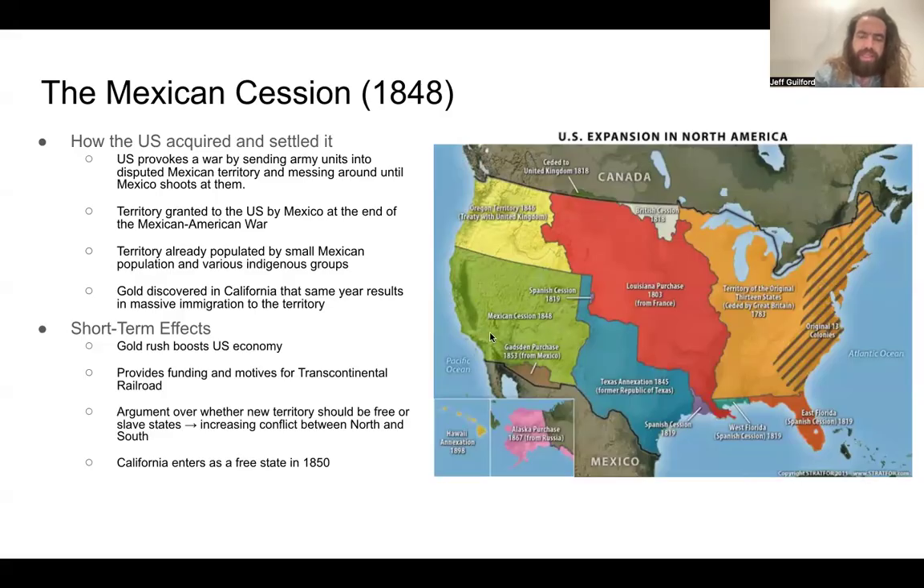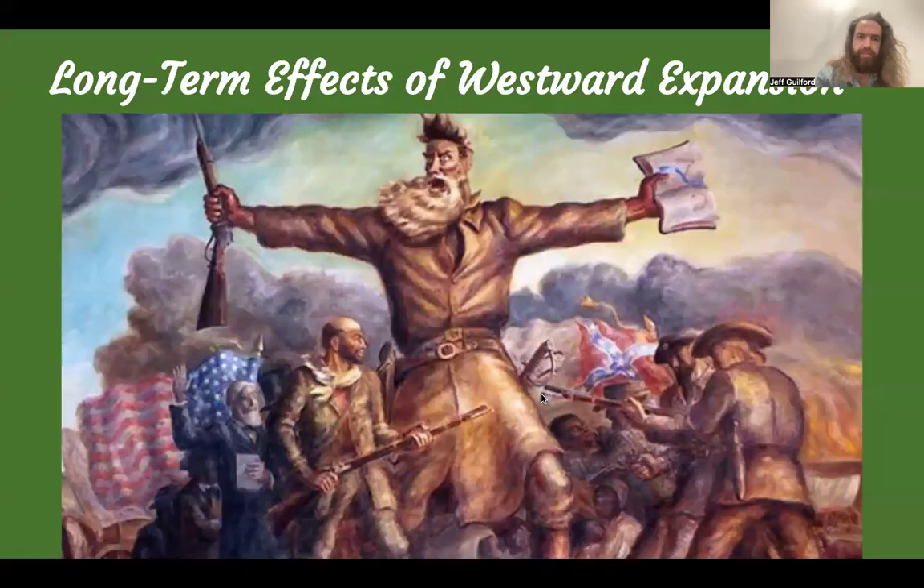And tons and tons and tons of non-slave owning workers moved to California to try and find gold. So in a way, this is actually going to seal the fate of the Southern plantocracy because there's nowhere else for slavery to spread. And this is going to result in California entering the Union as a free state in 1850, which is kind of the beginning of the end for the Southern dominance of the federal government.